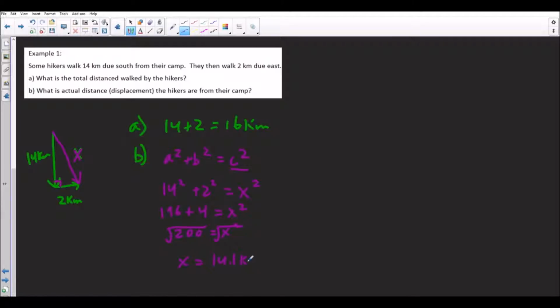14.1 kilometers. So the total displacement that the hikers have gone from their camp, right, if their camp was here, if they walk down and then to the right, their actual total displacement is just going to be this extra side of the triangle.